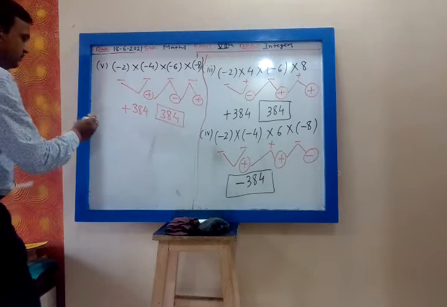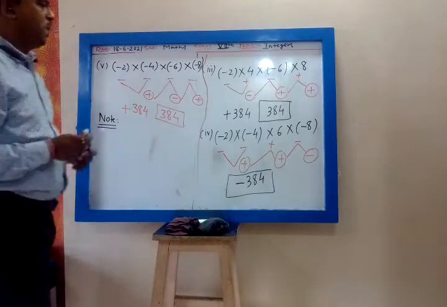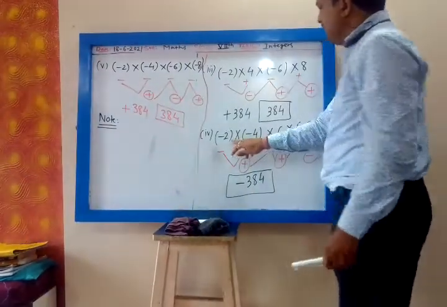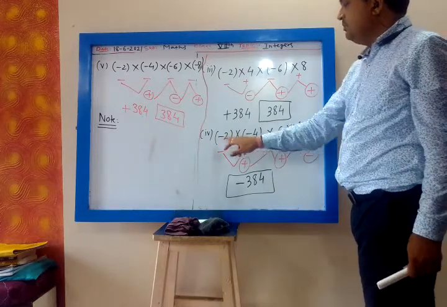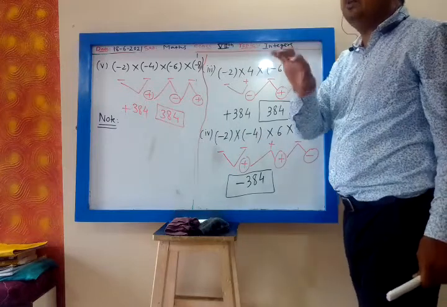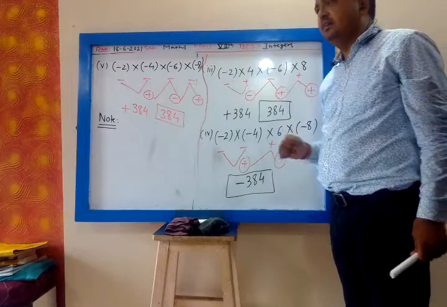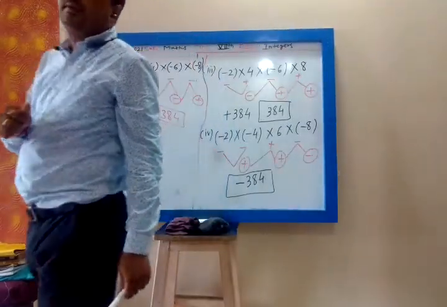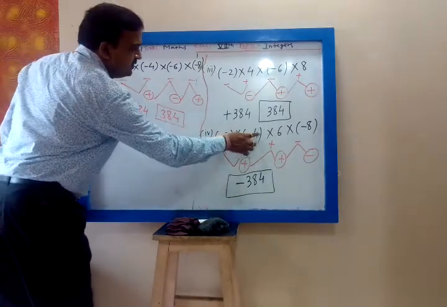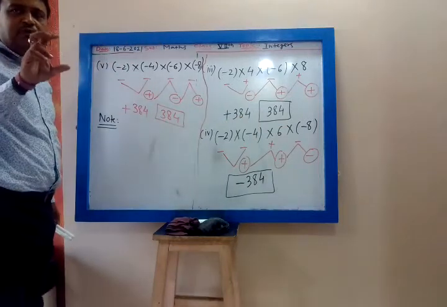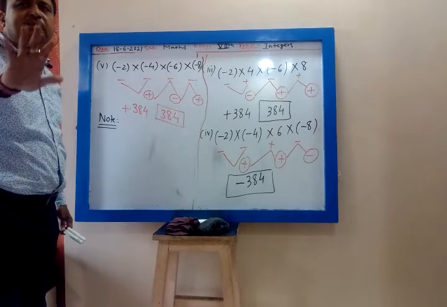Now you will write one note. This note you have to remember. In this, how many times is the minus sign there? 1, 2, 3. And you know odd numbers and even numbers. The numbers which come in the table of 2 are even numbers, and the numbers which do not come in the table of 2 are odd numbers. So in this, minus is multiplied how many times? 3 times. So whenever minus is multiplied an odd number of times, the final sign will be minus.